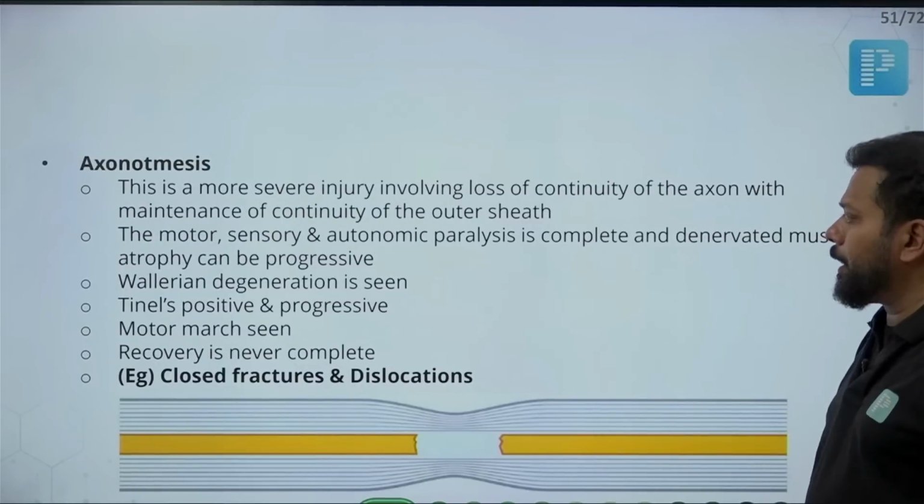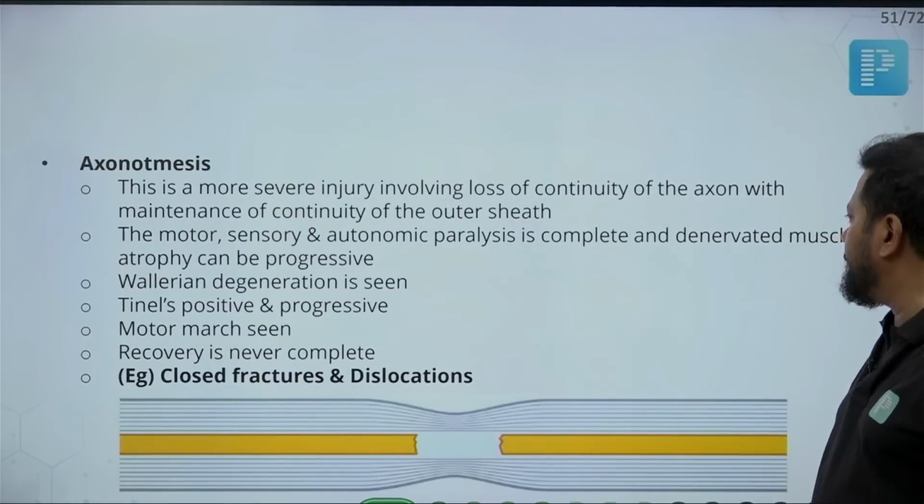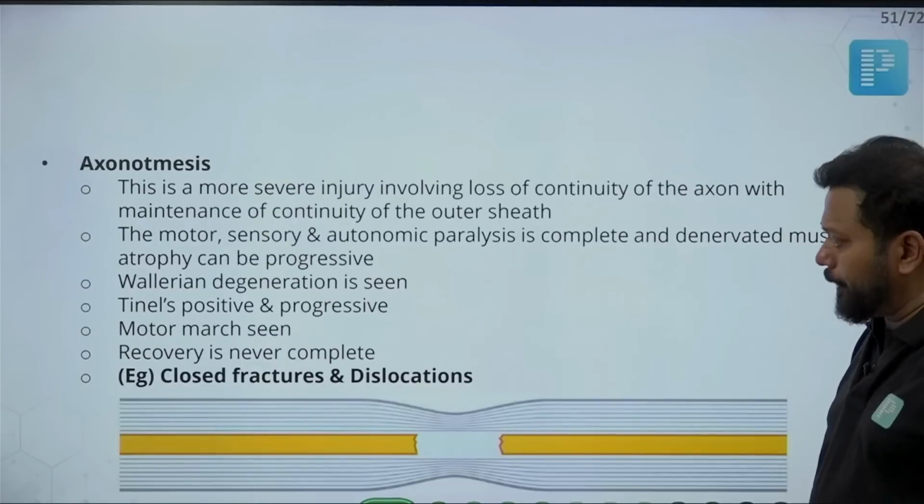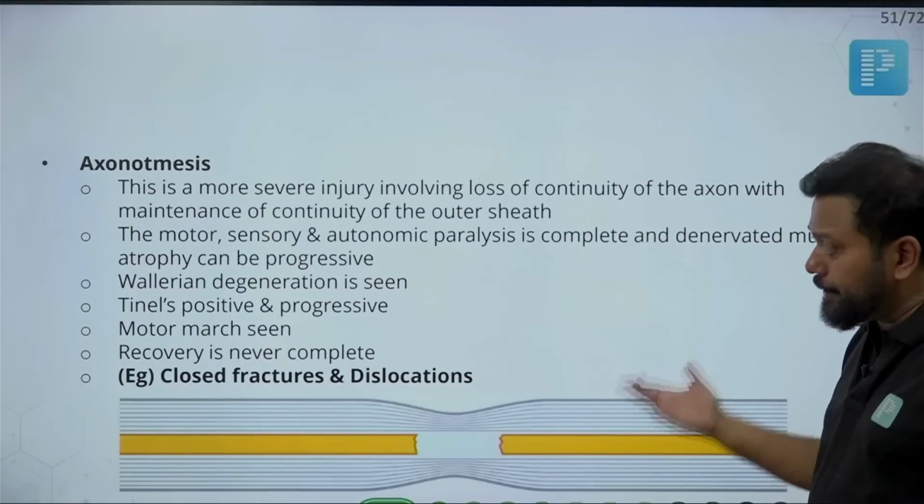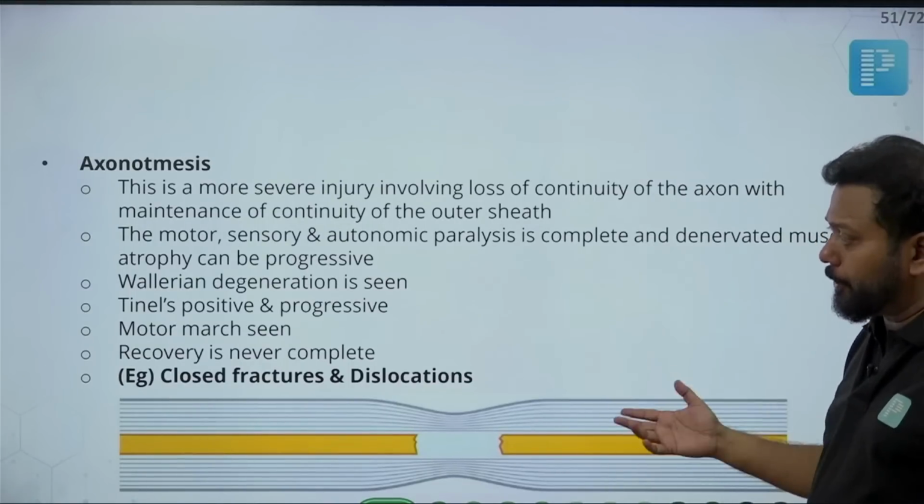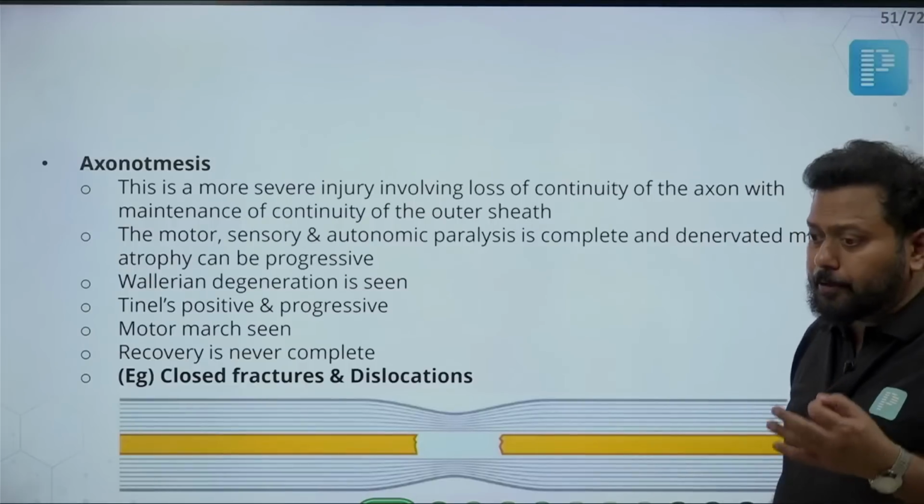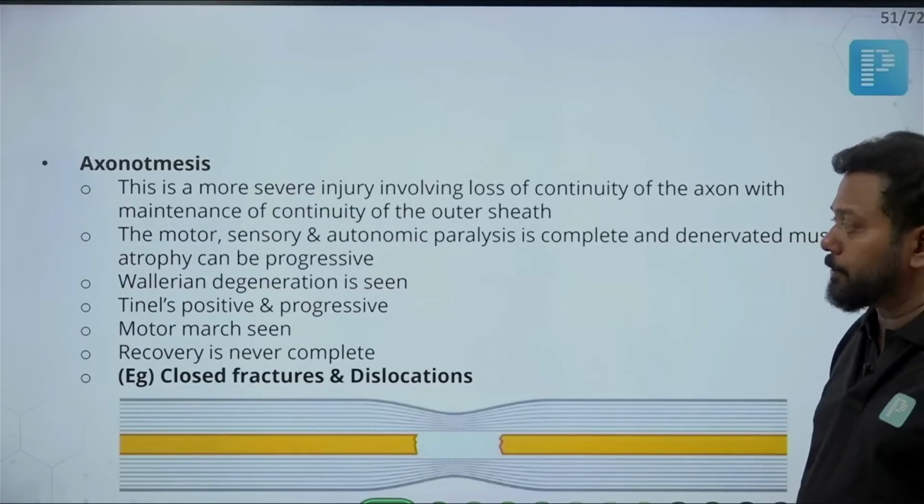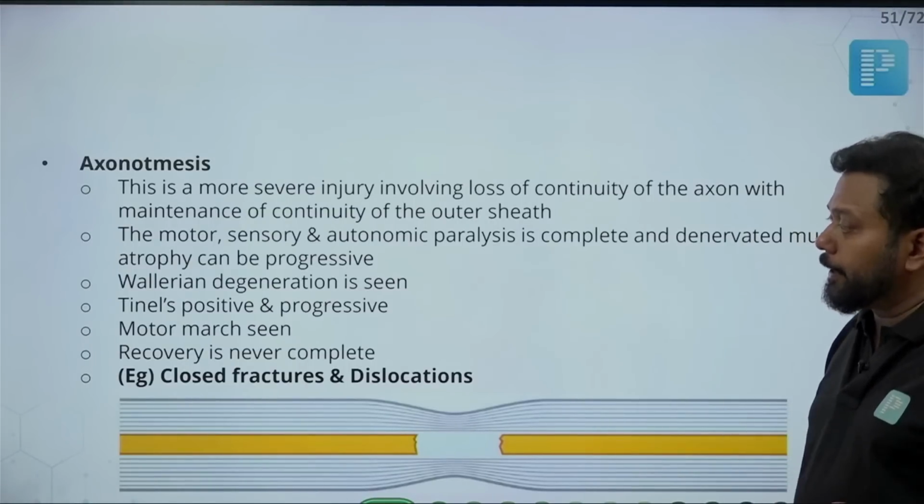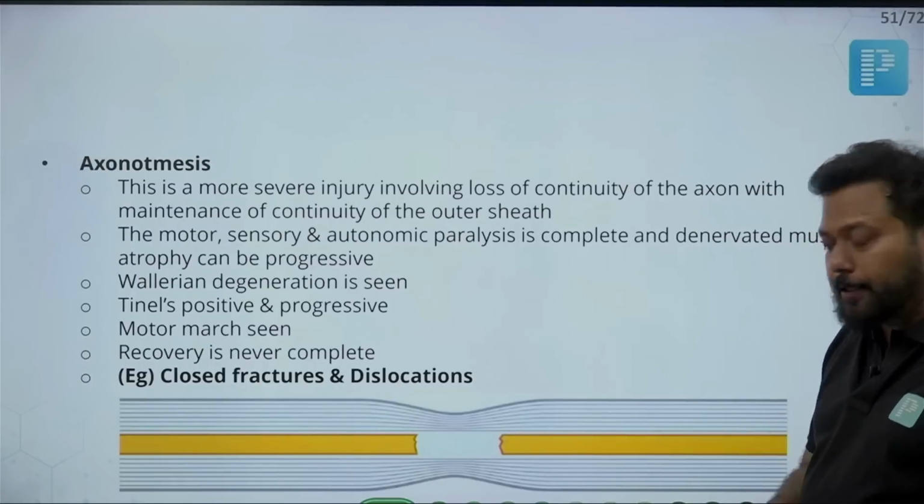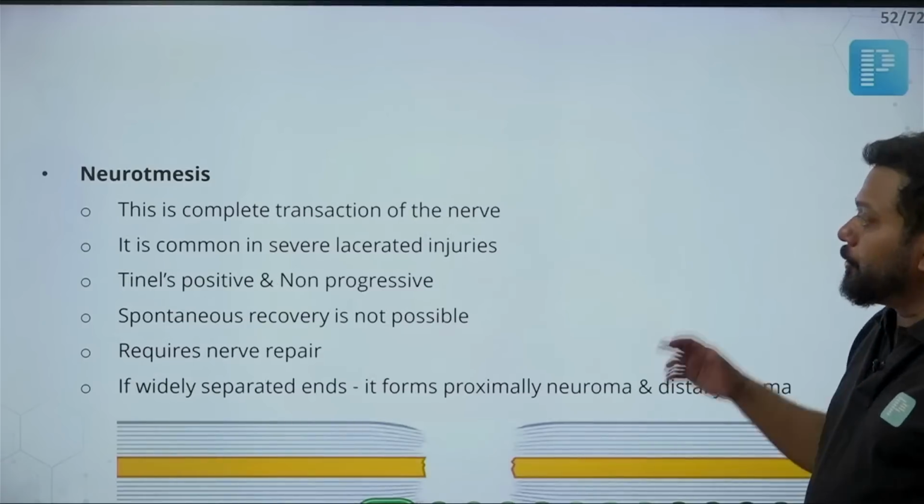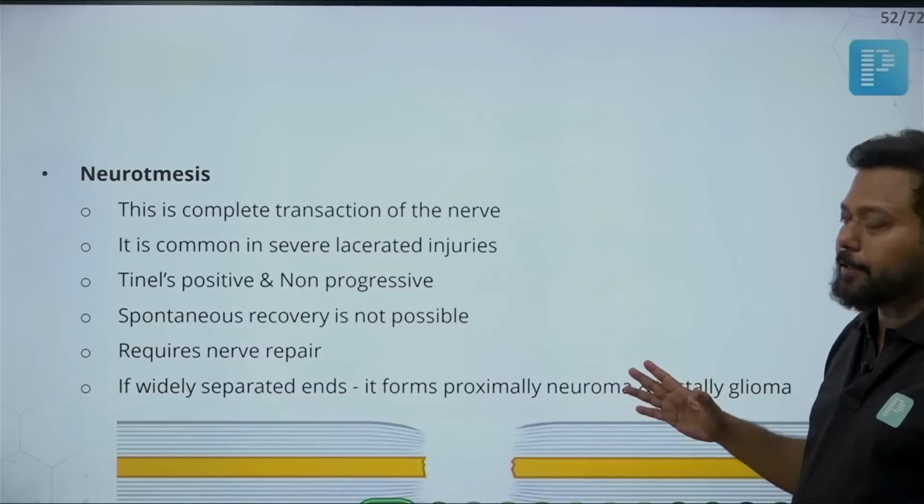Motor, sensory and autonomic paralysis is complete and denervated muscle atrophy can progress. Wallerian degeneration is seen, Tinel sign positive and progressive. So when Tinel sign is positive and progressive, it is axonotmesis. Motor march is seen, recovery is never complete. Example, closed fractures and dislocation. This needs some intervention.